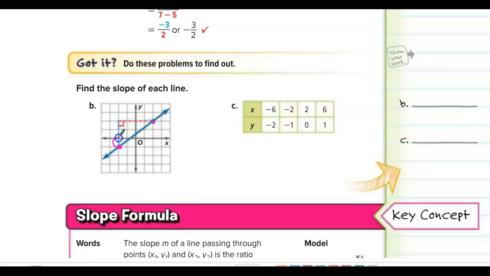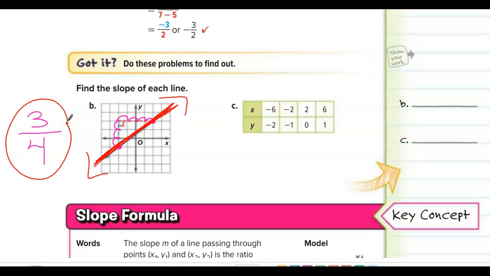How many do you have to go up? 3. Because you rise over, how many do you have to run? 4. So rise over run. Should it be positive or negative? Positive. Question. Is your line increasing or decreasing? Wait, hold up. Before you ask your question, let me ask you. Is that line going up or down? It's going up because you read it from left to right. So should your slope be positive or negative? Positive. Landon, what's your question? Never mind, you answered it.